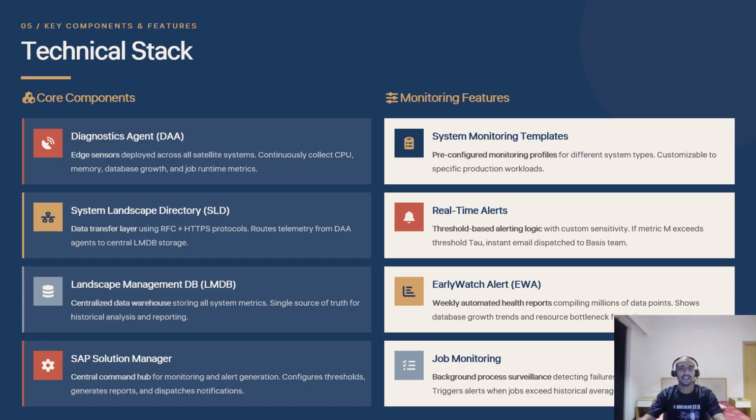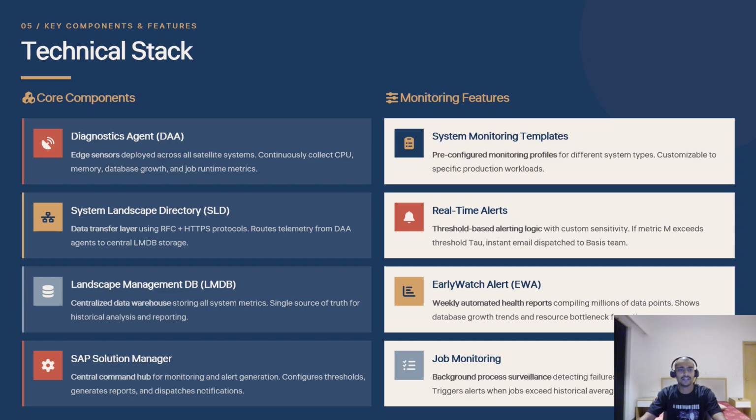Then we have SLD, which uses the RFC plus HTTPS protocol to route the data. The data is routed to LMDB. What is LMDB? It's a single source of truth, or the data warehouse. This centralized data warehouse stores all the system metrics, which are then used by SAP Solution Manager.